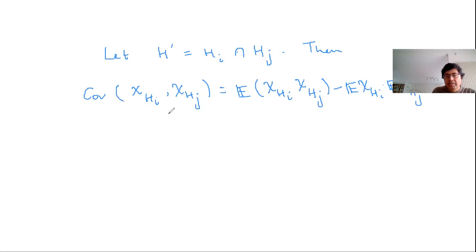Okay, so this is the covariance. Let's evaluate each of the terms, starting with the individual expectations. This is easy. What's the expectation of the indicator of Hi? The indicator is a 0, 1 valued random variable, so the expectation is the probability that it takes the value 1. So it's the probability that chi Hi equals 1, which is the probability that Hi is present in G n,p.